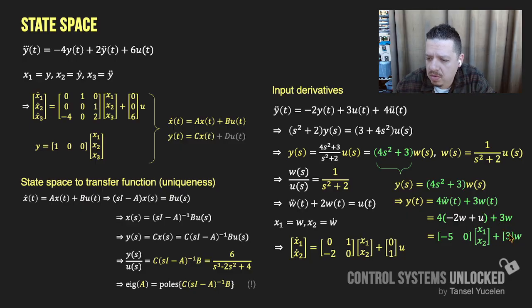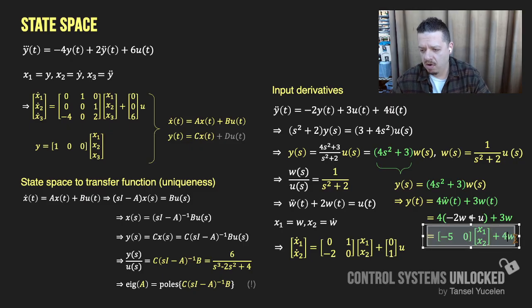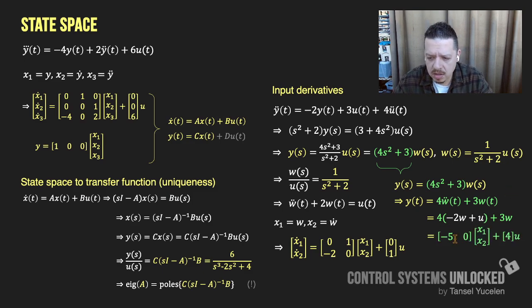And now we have 2 multiplied by, this should be 4 multiplied by u, my bad. I just wrote it incorrectly. So now we have this expression, and the first line is x dot equals Ax plus Bu, and the second line, C is minus 5 and 0, x.